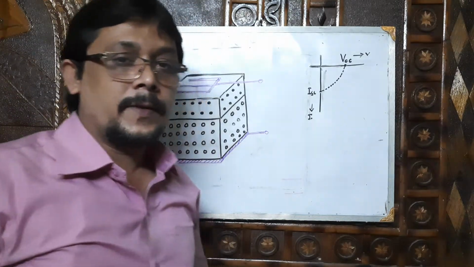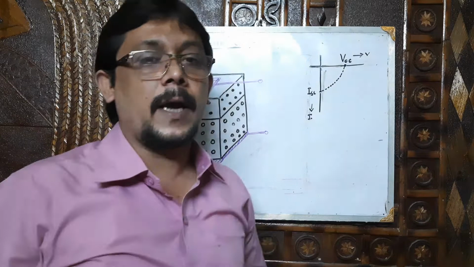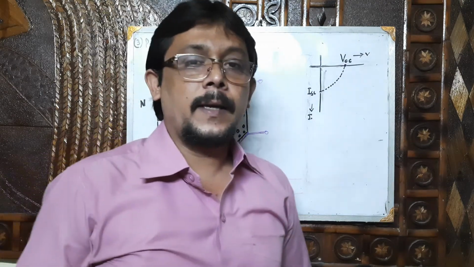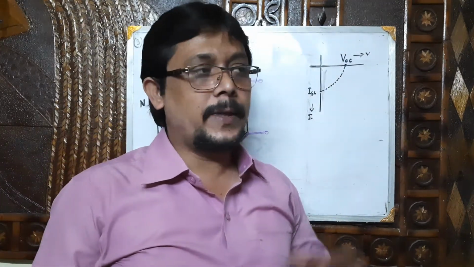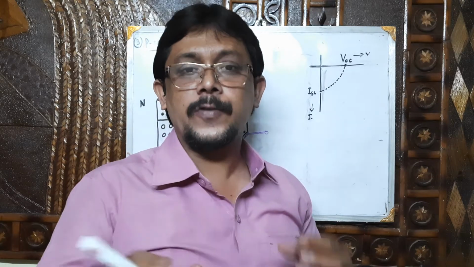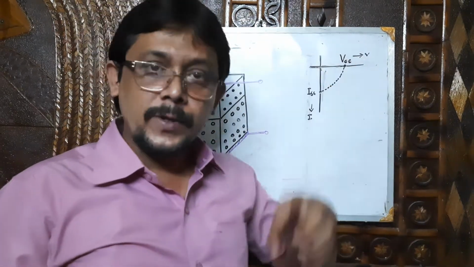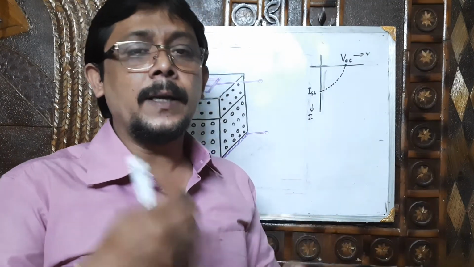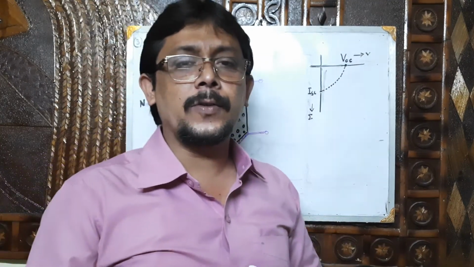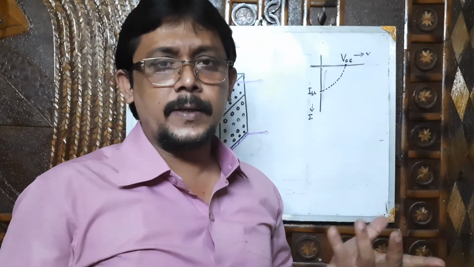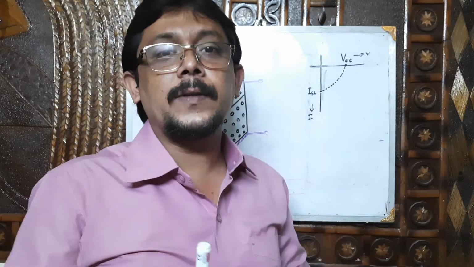Hello students, today we will discuss the PN junction diode used as a solar cell. Solar cells are very common nowadays. With the help of solar energy we are producing electrical energy. The main purpose of a solar cell is to use solar energy to produce electrical energy, because solar energy is very cheap. Cheap in the sense that it has no cost.